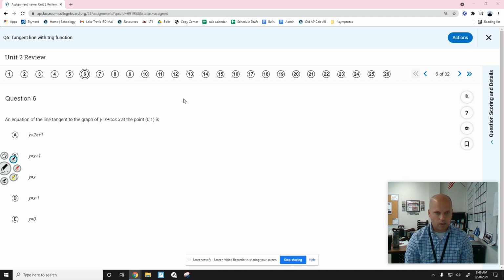Another equation of a tangent line. y minus y1 equals m times x minus x1 is our goal. They tell you the point, 0, 1. If I plugged in 0 for x, it's 0 plus cosine of 0, which is 1. So yeah, they help you out there. So you have the point 0, 1, so y minus 1 equals m times x minus 0.